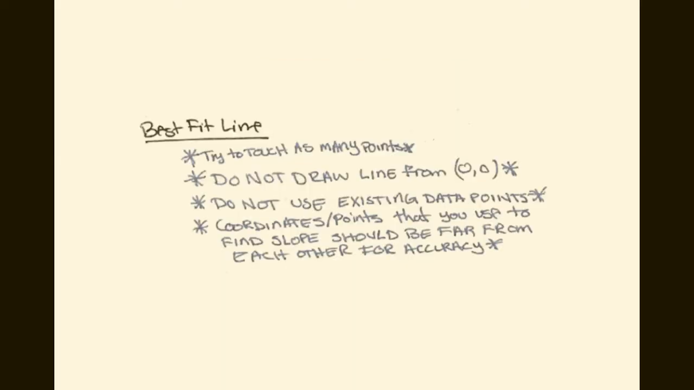Just as a reminder, for the best fit line, we have to try to touch as many points as possible. Do not draw the line from 0, 0. Do not use existing data points to find your slope. And the coordinates and the points that you use in order to find your slope should be far from each other for the greatest accuracy. So these are just some tips in order to have the best fit lines available.